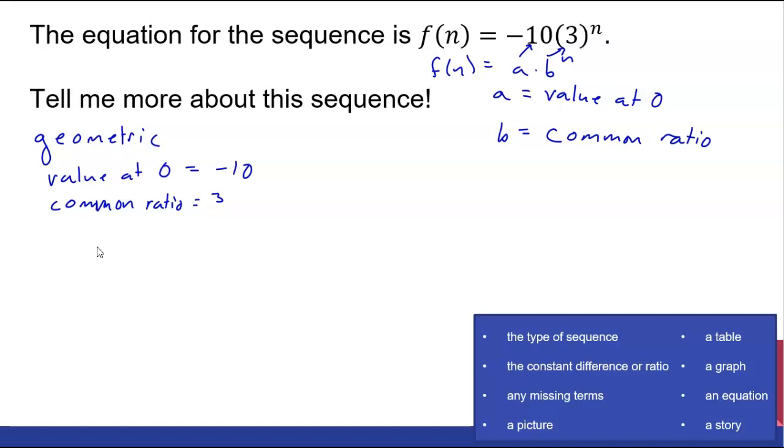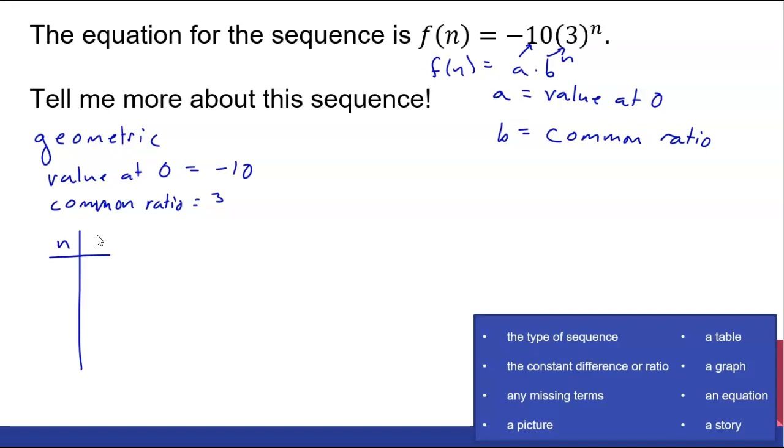We could make a table. Now, my reason for making a table is, I kind of want to make a graph. I want to know what this looks like. And my intuition tells me that maybe this graph is going to be going down, but I know that geometric sequences have been a little bit weird. Sometimes they go down, sometimes they kind of oscillate back and forth, and I'm not sure which one this is, so I'm just going to make a table, and that will help me figure it out.